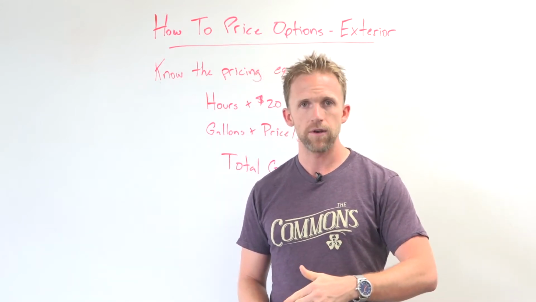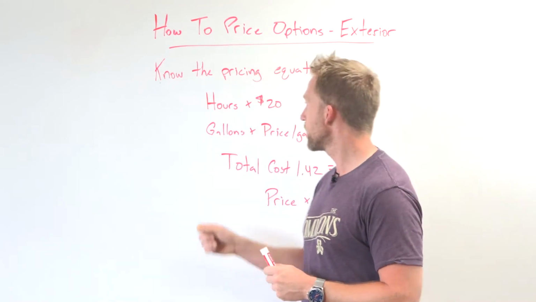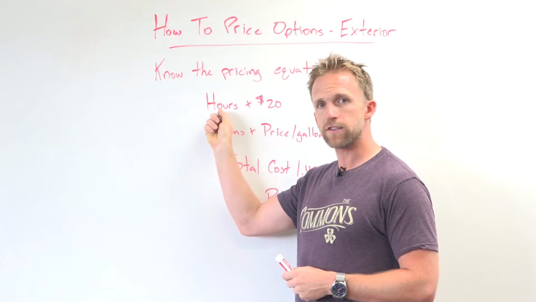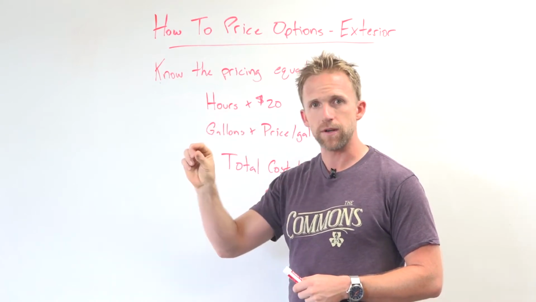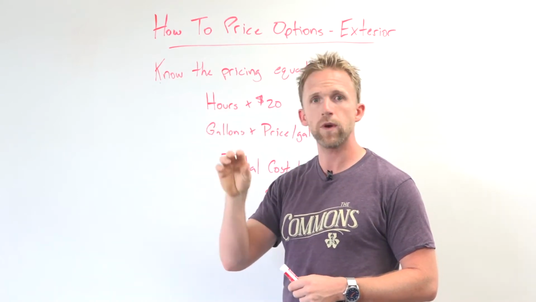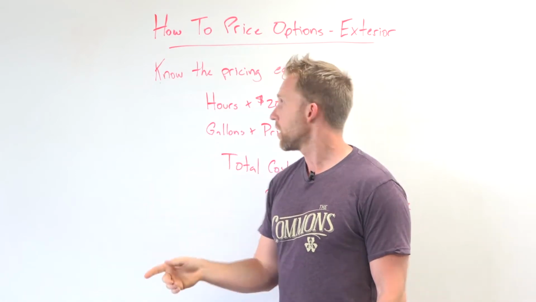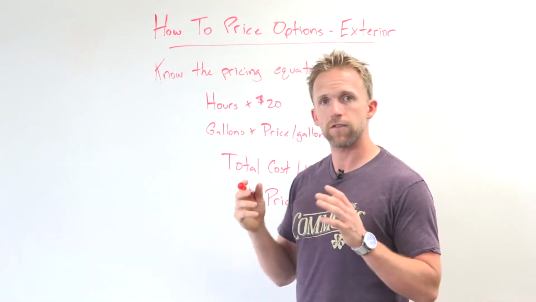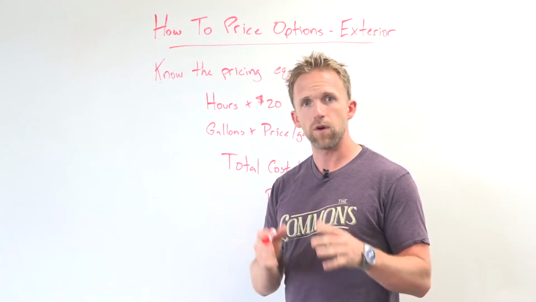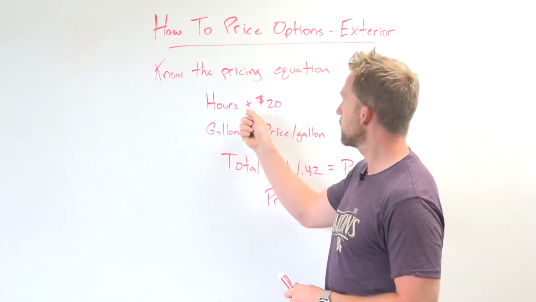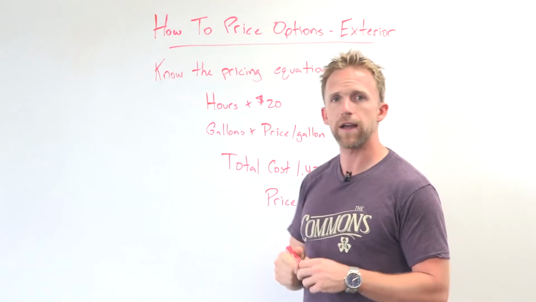Take those hours out. So you're going to come up with how many hours you've estimated for this option. Maybe they want only the windows done. How many hours did you bid just for windows? That's the first thing you need: you need to determine the number of hours for that option. You're going to take the hours and multiply by 20.